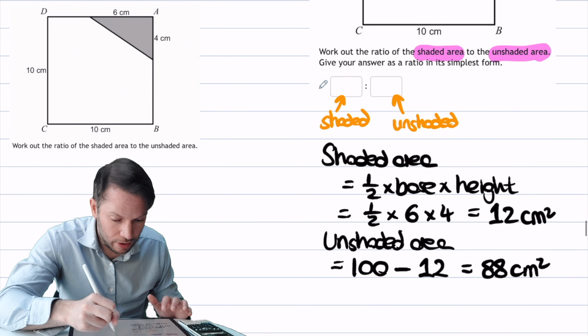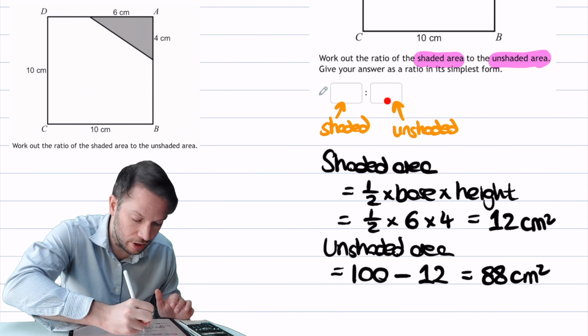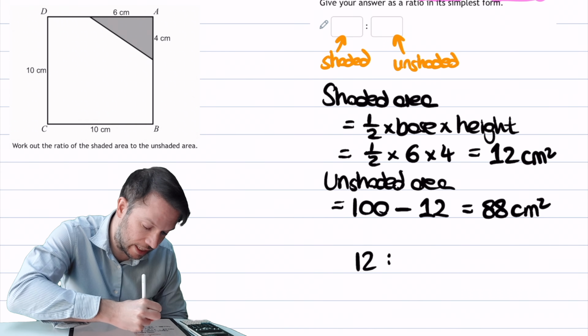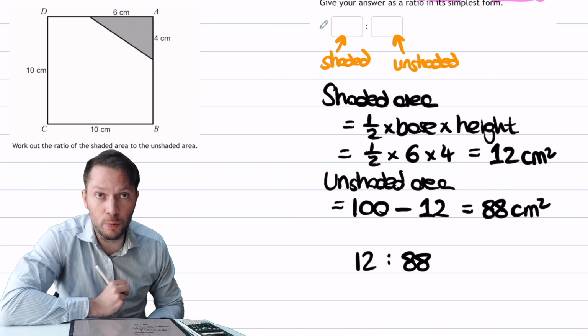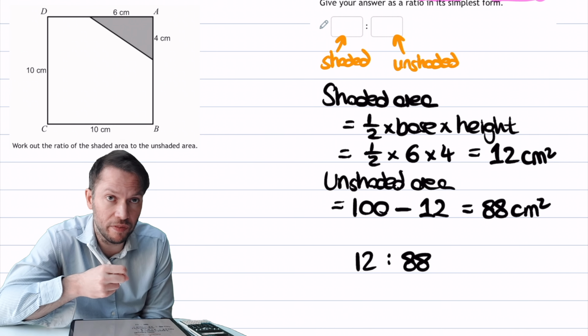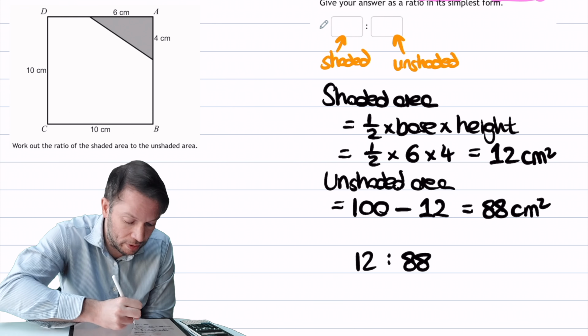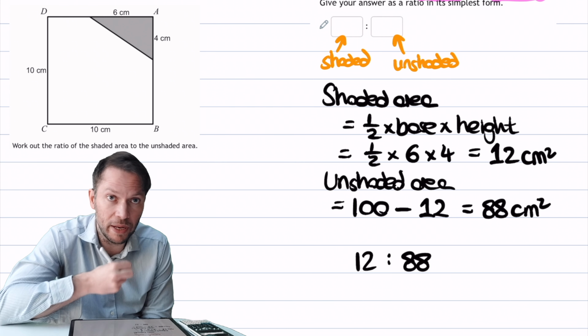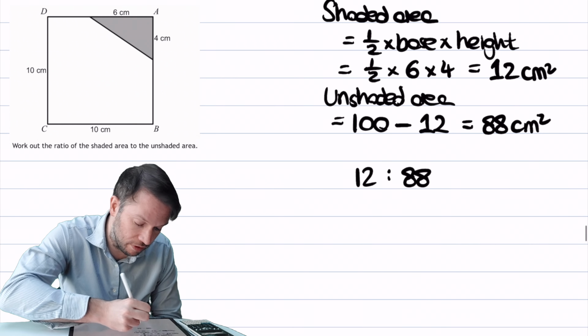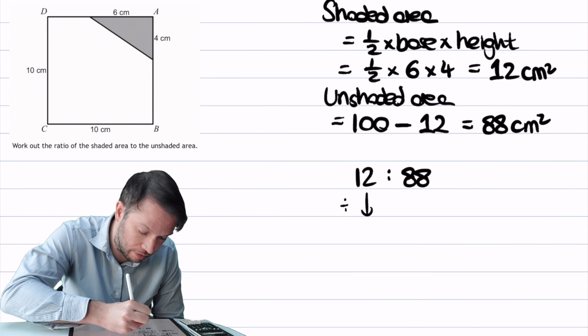So therefore, the ratio of shaded to unshaded is going to be 12 to 88. But remember, with ratios, we want the numbers to be as small as possible, and we can simplify ratios in the same way we simplify fractions. We look for common factors and divide by those to make the ratio smaller. Now I can see these numbers are both multiples of 4, so I can divide both by 4.